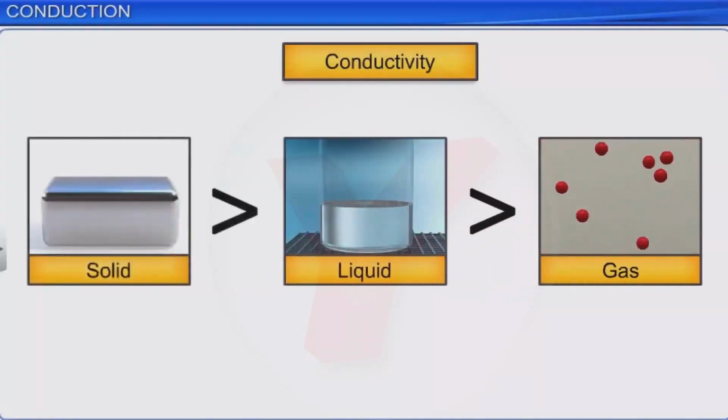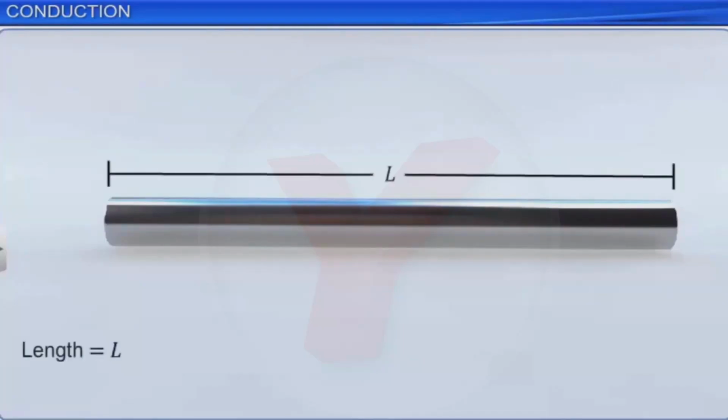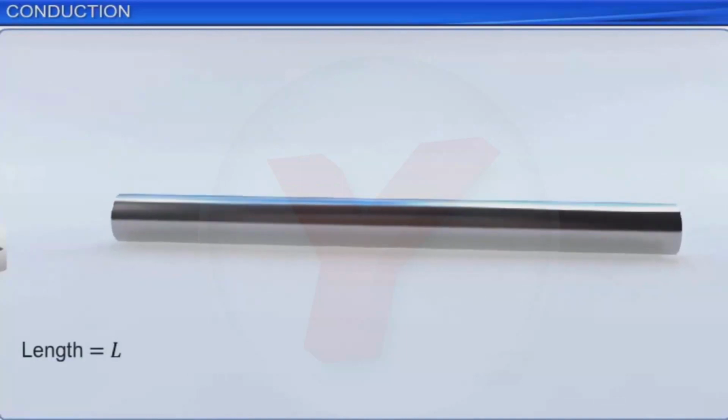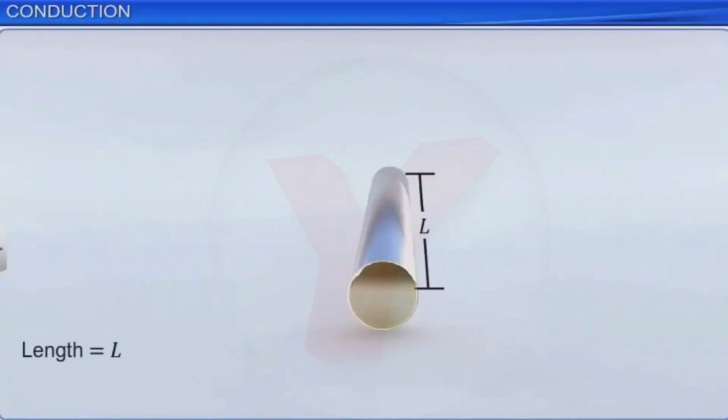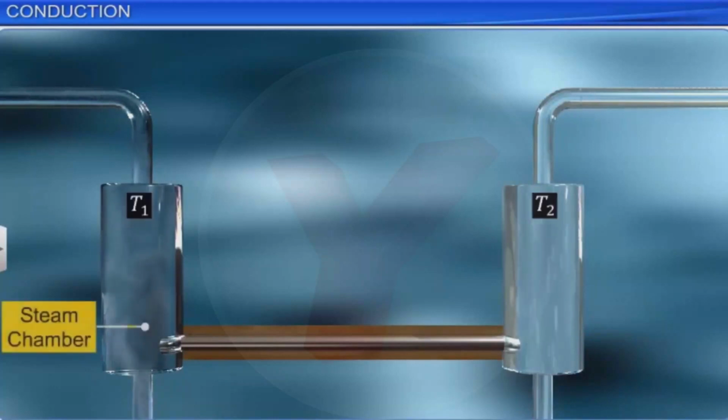Now consider a metallic rod of length L and a cross-sectional area A. Let the two ends of the rod be maintained at two different constant temperatures, T1 and T2. These temperatures are maintained by placing one end of the rod in a steam chamber and the other in a chamber with flowing water.